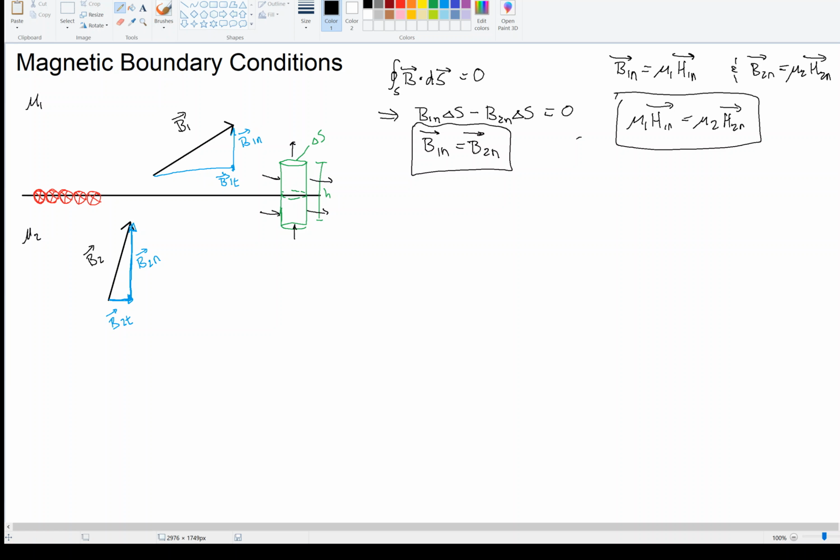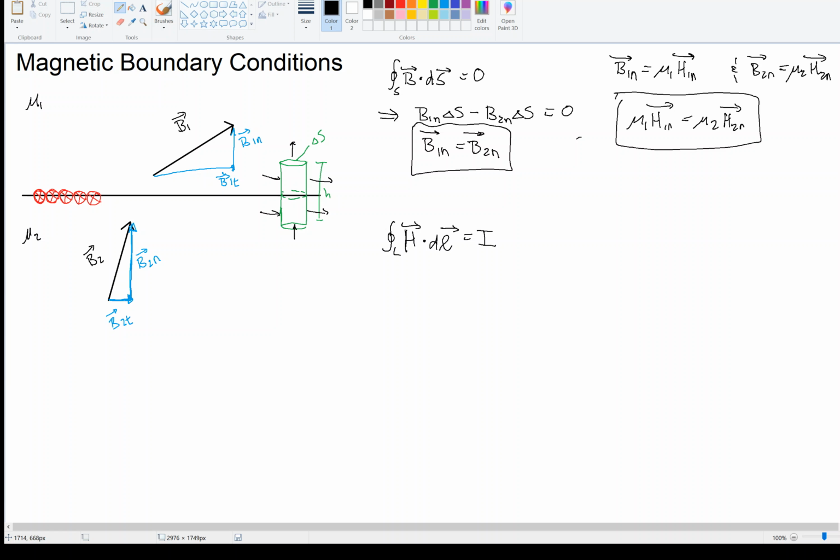But now we're going to apply Ampere's law to get the tangential relationship of the B field. Ampere's law relates a closed line integral to the current that it contains. So now we have to account for whether this interface contains any current. Ampere's law says this: the circulation of H around any closed loop is equal to the current that it contains, or the current that passes through that loop.